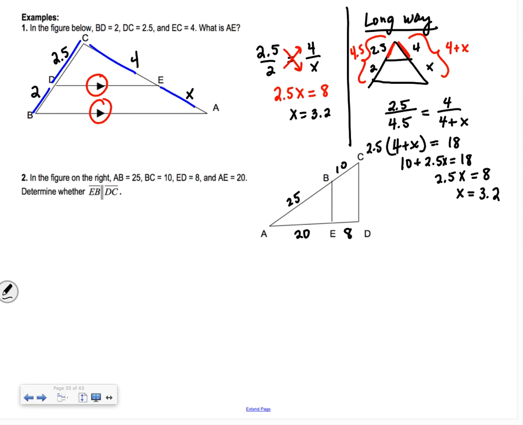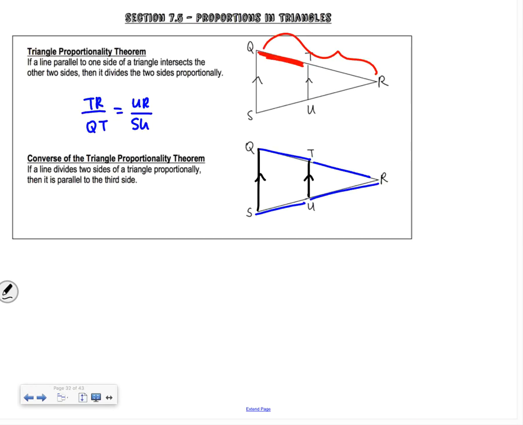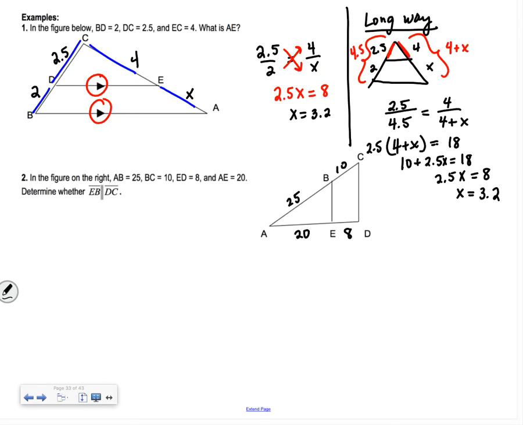It says determine whether or not EB is parallel to CD. We're not sure if those are parallel or not. If they're going to be parallel, then we're using the converse of the triangle proportionality theorem. So we're going to say if those sides are split so that they're proportional.